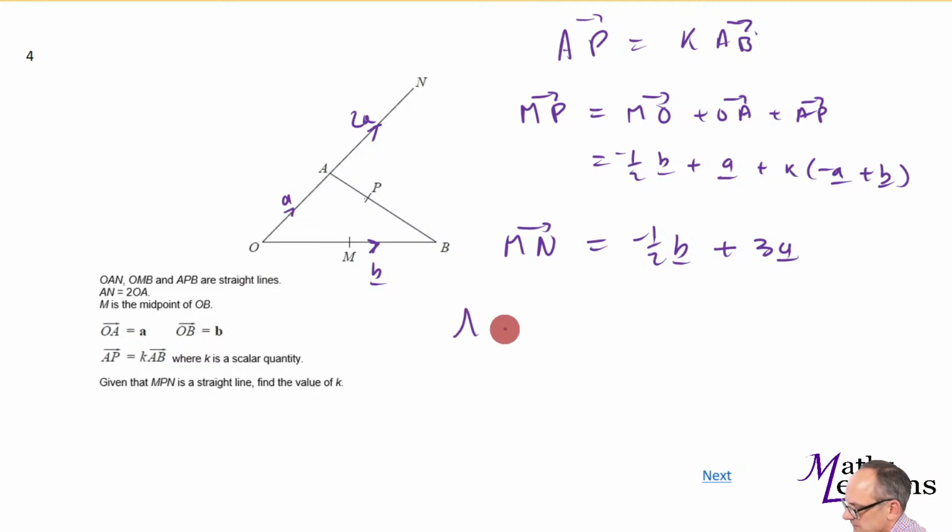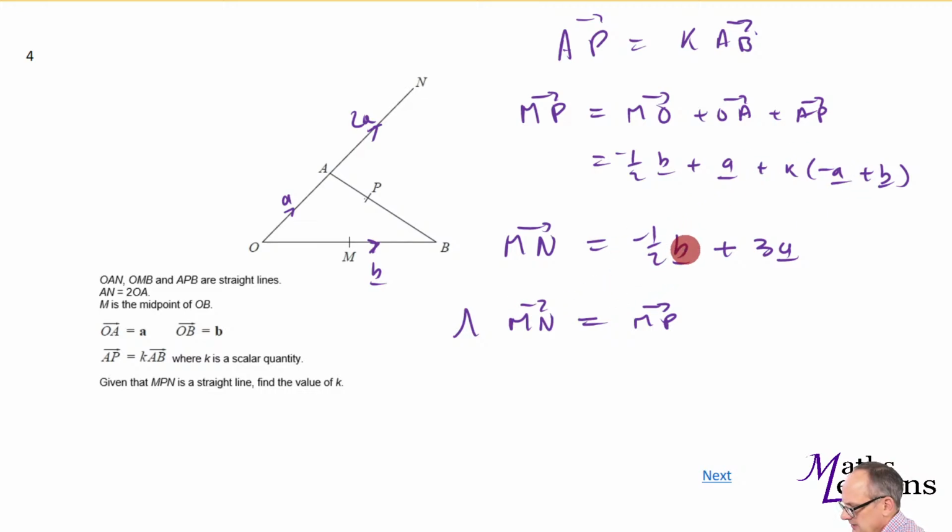Now because it's on a straight line, I'm going to say something times MN must be equal to MP. This must be a multiple of this, or this must be a multiple of this. It doesn't really matter which way around you do it. You could put the lambda on this side, it wouldn't matter. This is just one way of doing it. So lambda lots of MN, so lambda lots of this, will equal this.